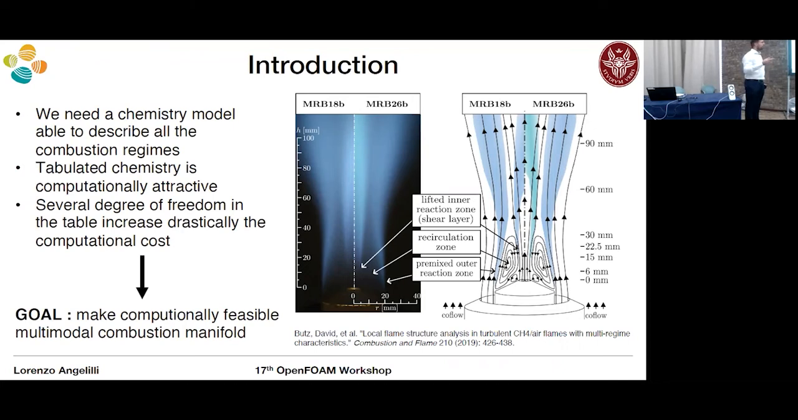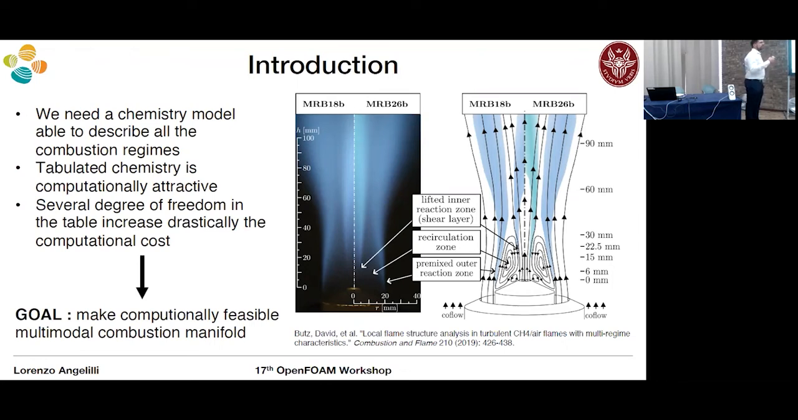So it's particularly convenient. But of course, we lose something in terms of accuracy because, for example, the Flamelet-Progress variable model is particularly adapted for a non-premixed flame. If we move toward the premixed limit, we need another kind of model.